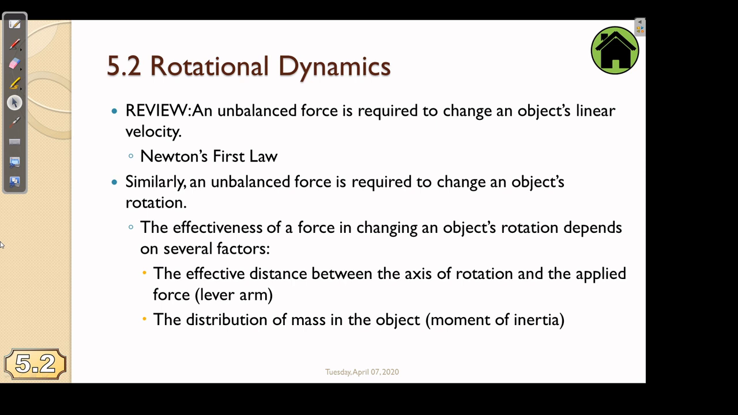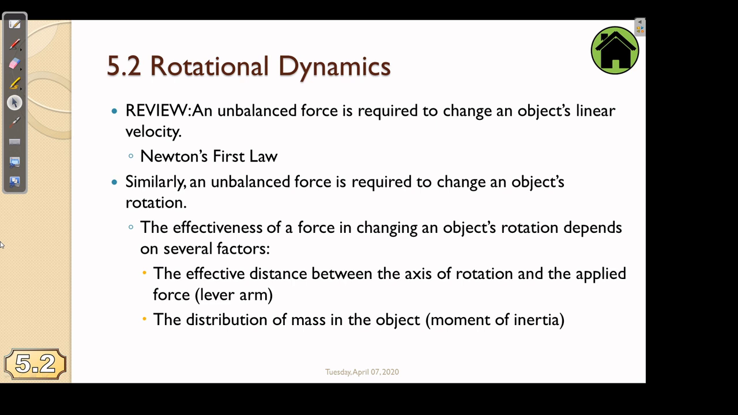Well, the same is true for rotation. If you wish for an object to spin faster or spin slower, then you must apply an unbalanced force. The effectiveness of this force depends on a couple of factors. First of all, it depends on how far you apply the force from the axis of rotation. The further out the force is applied, the more effective it will be in changing the object's rotation.